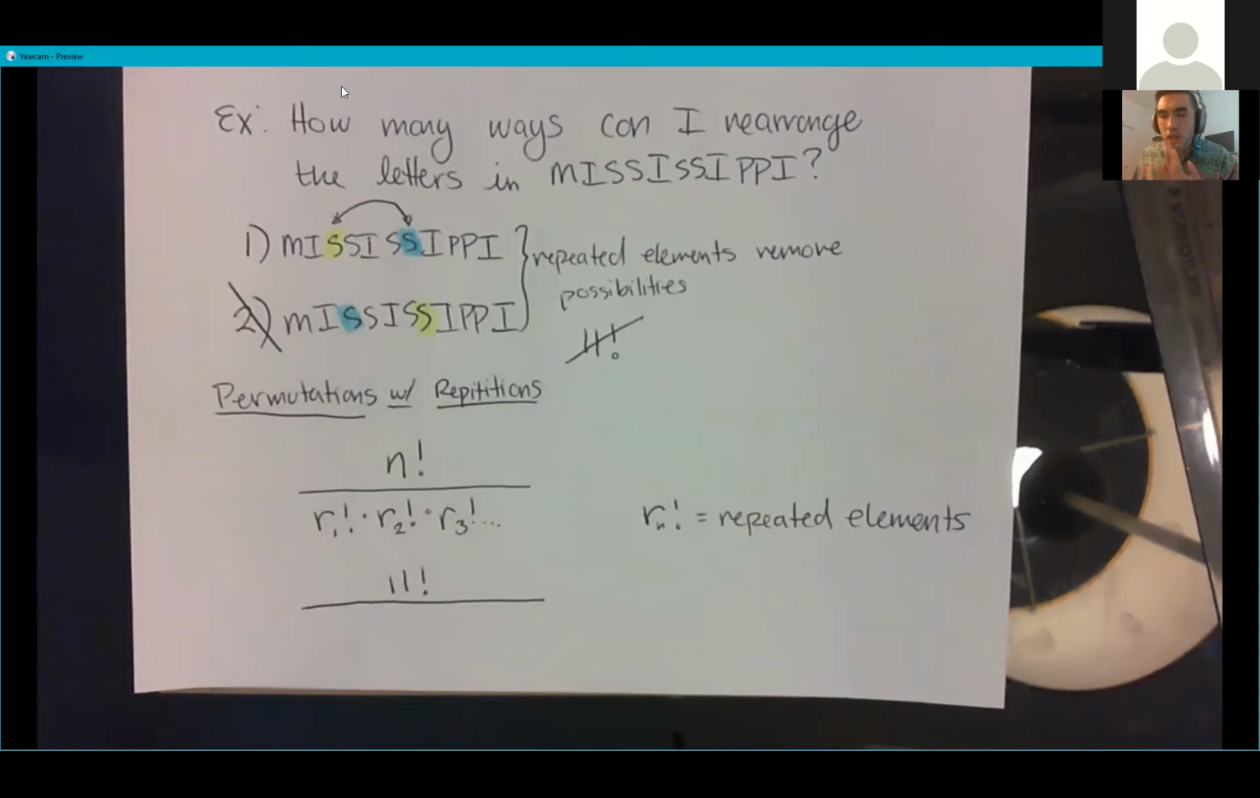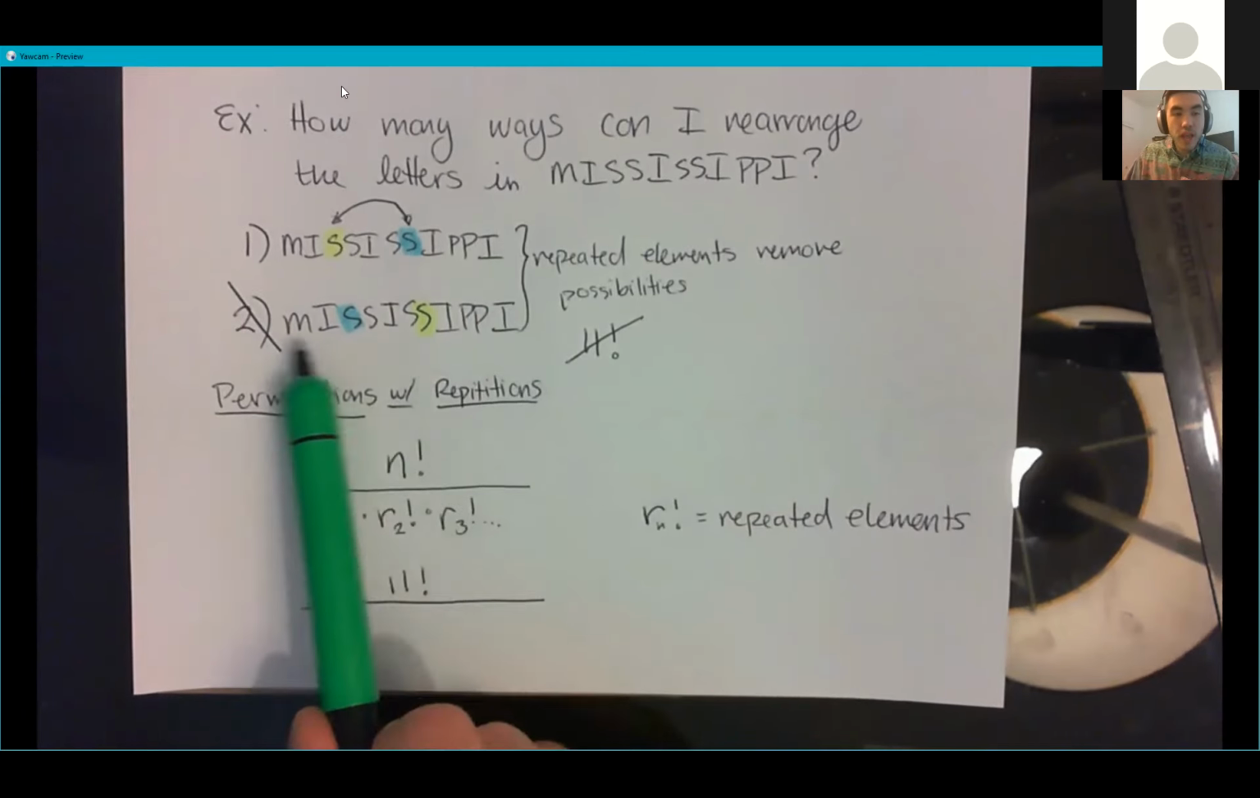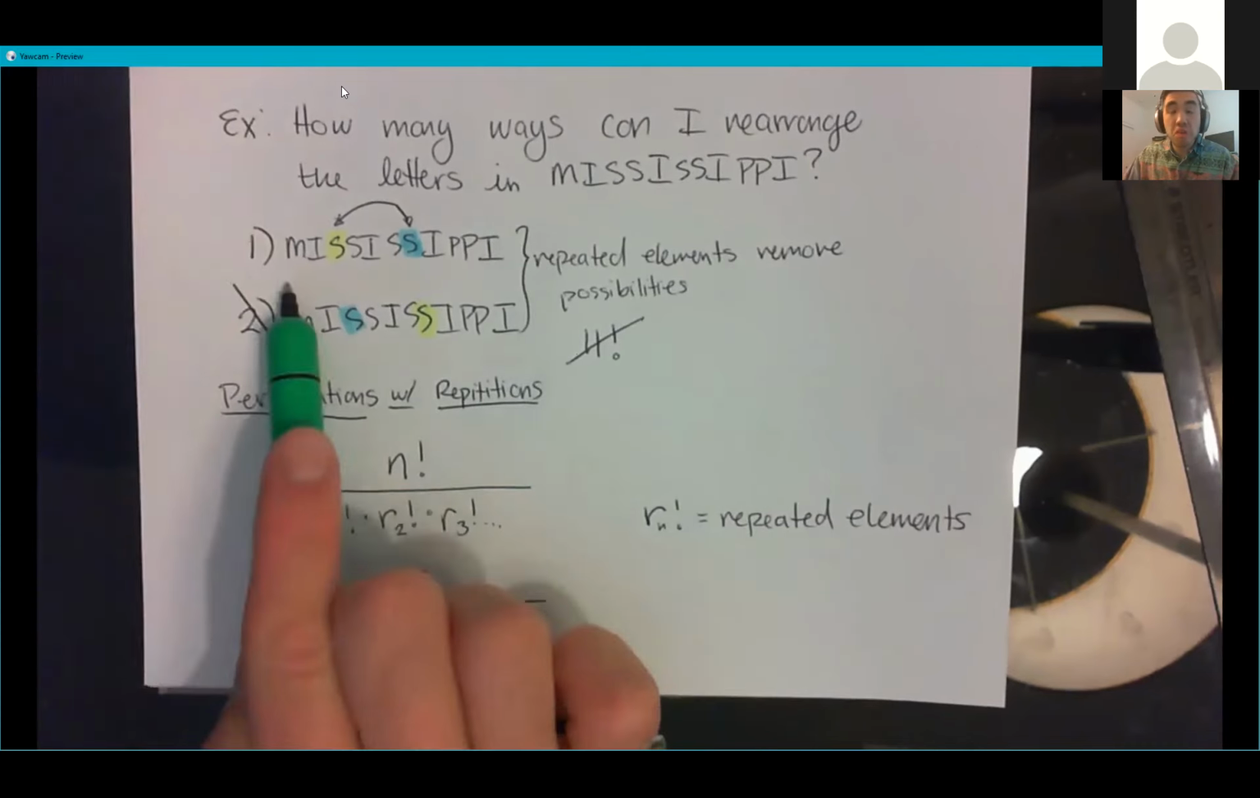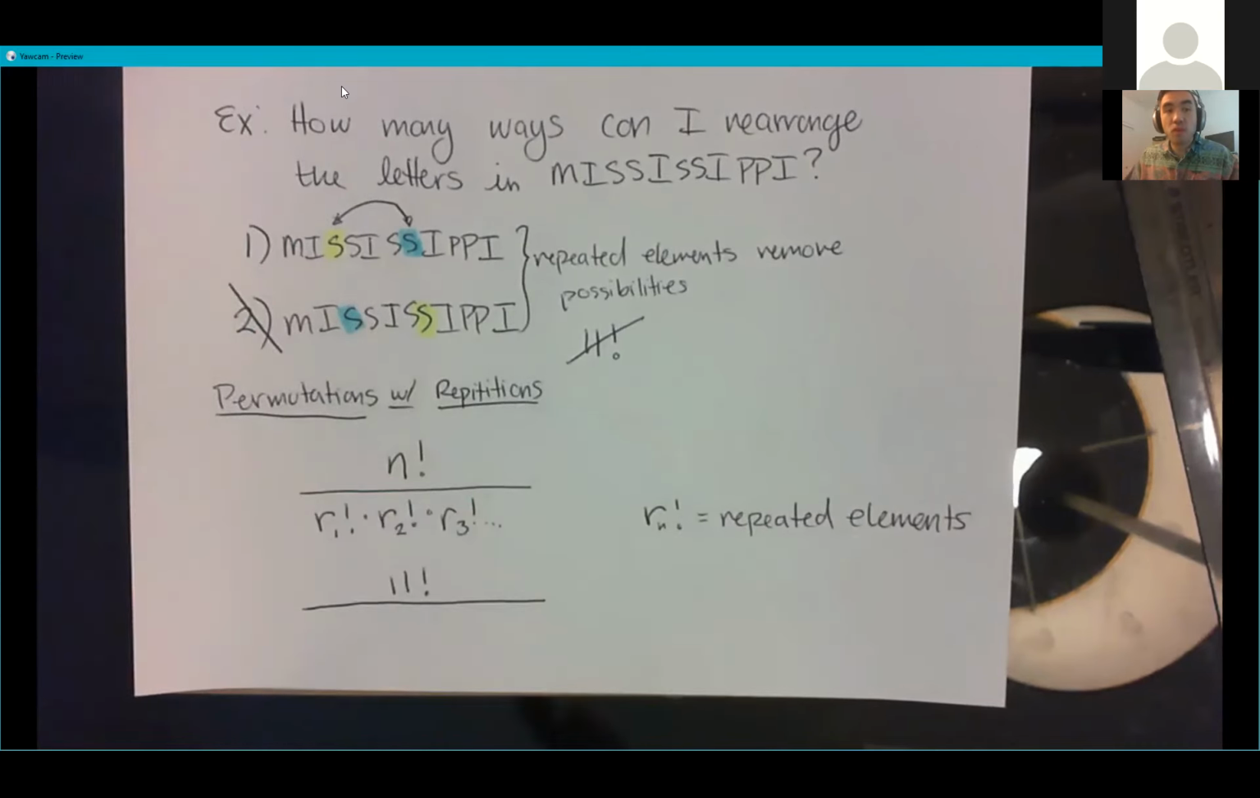Now, I think one elegant thing about this is that you're actually always doing this. But for M, since M is unique, that is just going to contribute a 1 factorial. And what is 1 factorial? 1. It doesn't change anything. Dividing by 1 does not matter. So you can ignore anything which is unique. So I'm not going to include the M. It would just be a 1 factorial.